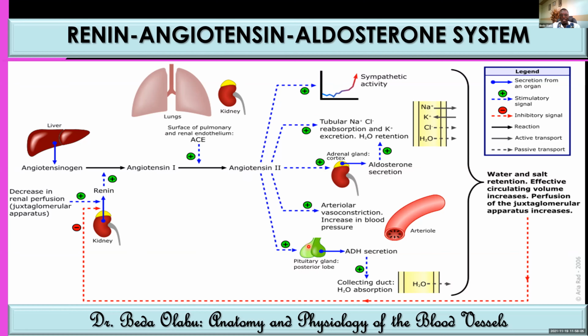We can see the effects on the sympathetic system, proximal convoluted tubule, adrenal cortex, vasculature, and neurohypophysis. The one not shown here is the one to the hypothalamus, which increases thirst sensation. Hence, you take water, and so increase blood volume.